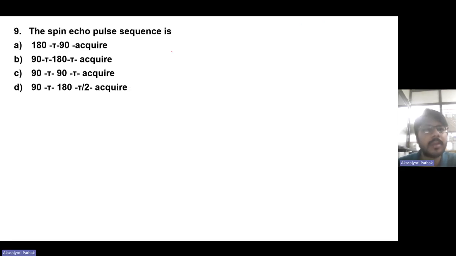So let's attempt this question now. The spin echo pulse sequence. Just now we saw what the spin echo pulse sequence is. There are four options given in this question: 180 degree, tau, 90, acquire; 90, tau, 180, tau, acquire; 90, tau, 90, tau, acquire; and 90, tau, 180, tau by 2, acquire.